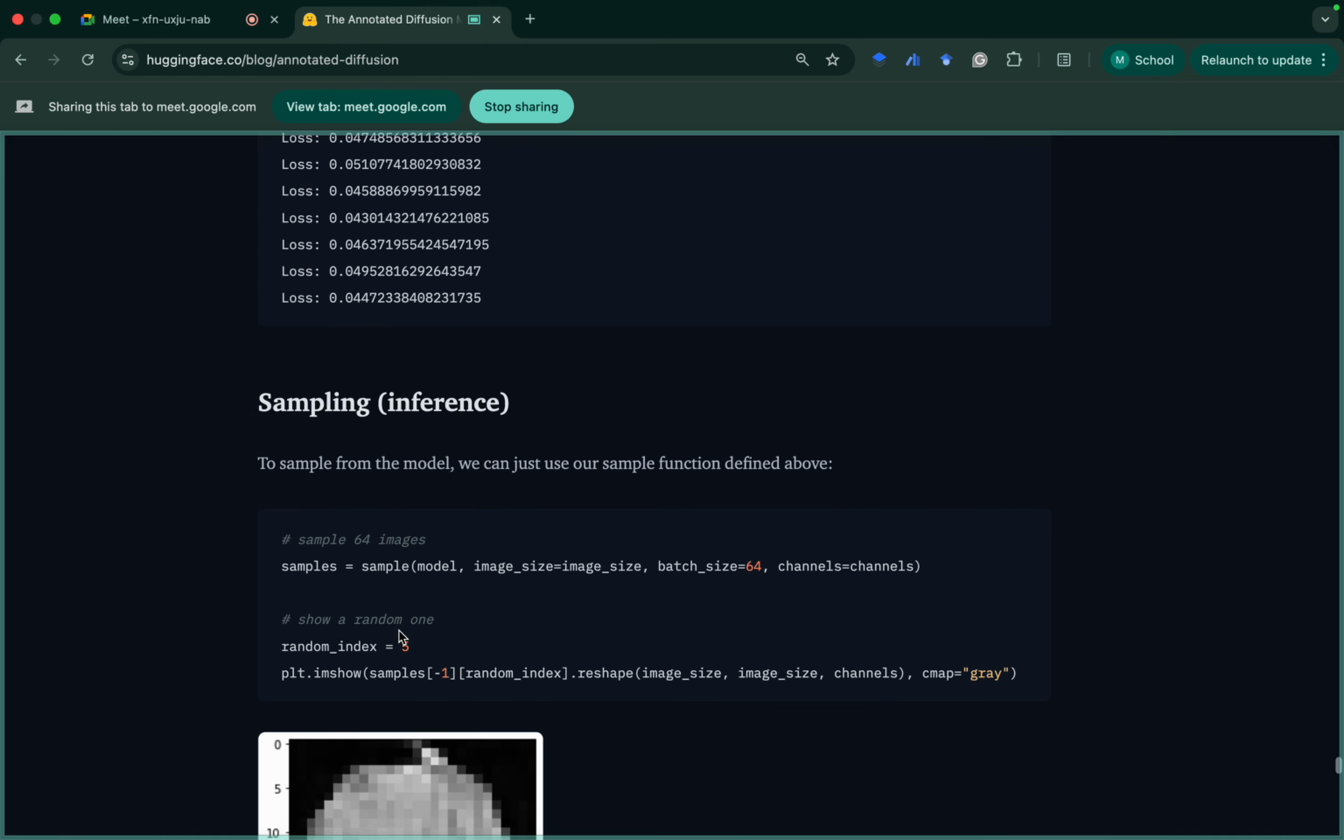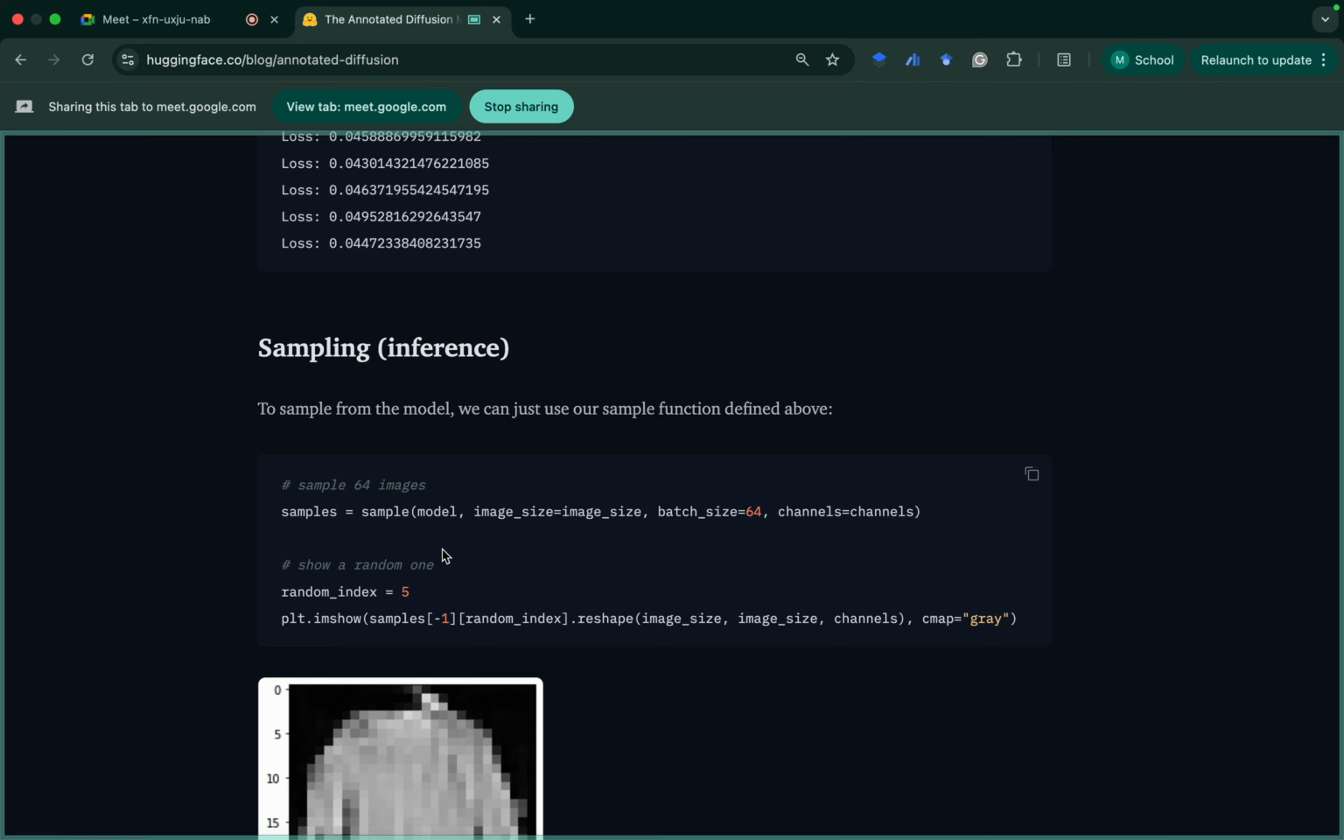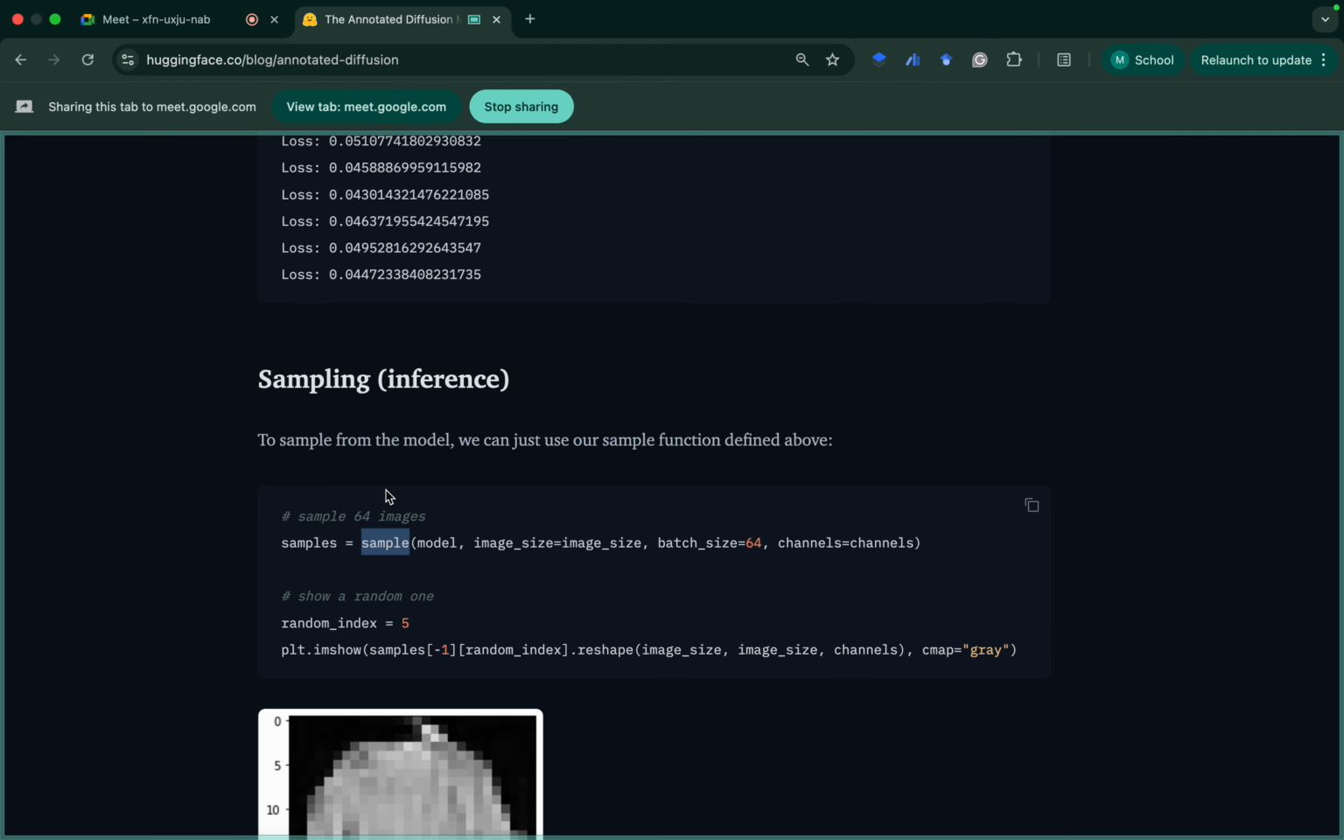Once you learn the U-net, what do you have to do? You have to do the sampling, that is, generate new images. To generate new images, they have defined this function called sample, where you pass the model, image size, and batch size. Image size is 28 cross 28. Number of channels is like RGB or not. I think that's what they pass. So I want to sample 64 images. That's what they're doing here. So let's look at the sampling function.